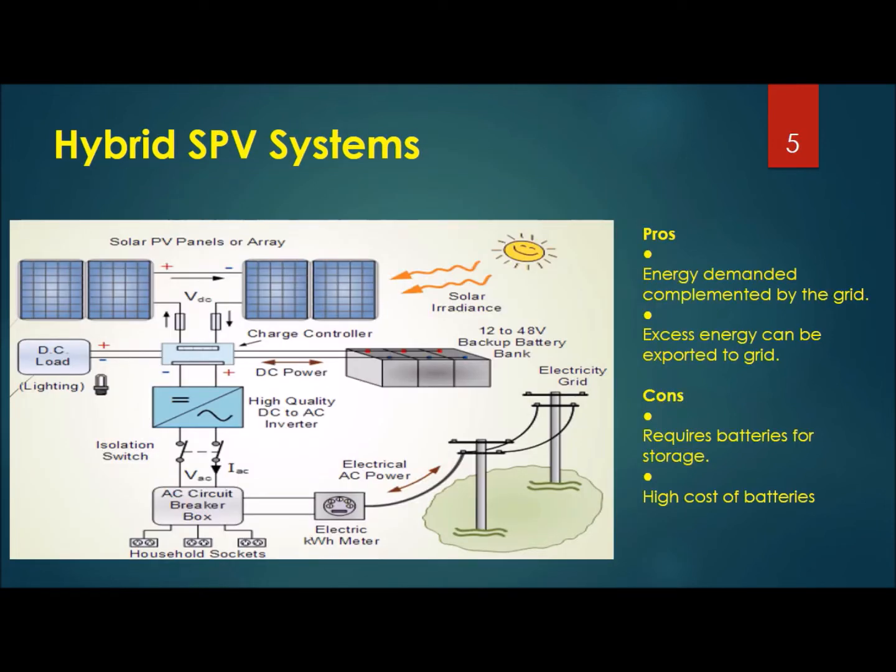Hybrid solar photovoltaic system. So a hybrid system is a combination of both the previously discussed SPV systems, that is, the standalone solar photovoltaic system and the grid connected solar photovoltaic system, as shown in this figure, where batteries are used with the grid and support each other in need. The advantages of these systems are that the energy demanded is complemented by the grid and excess energy can be exported to the grid. The limitations are that it requires batteries for storage, and thus the cost of the system is high due to the high cost of batteries.